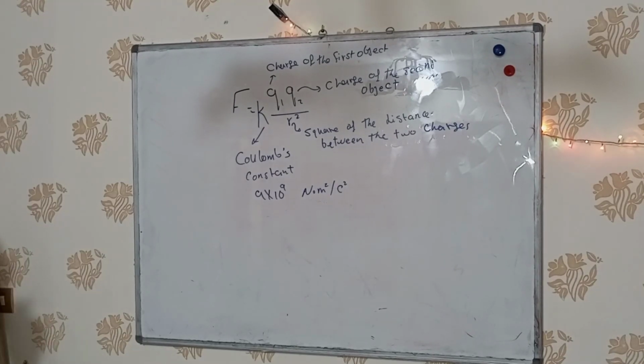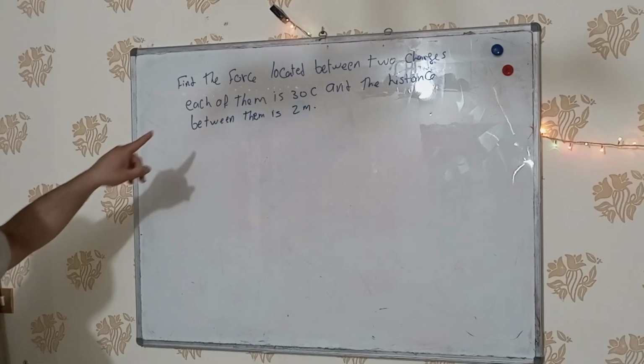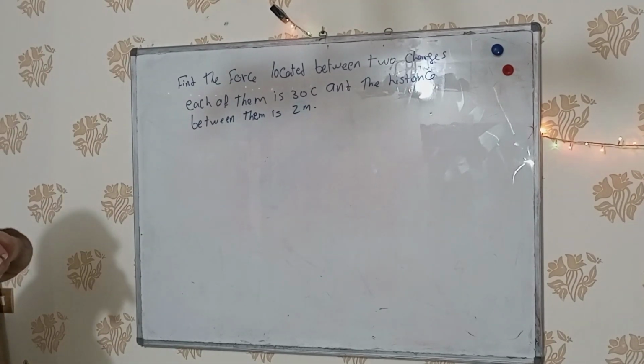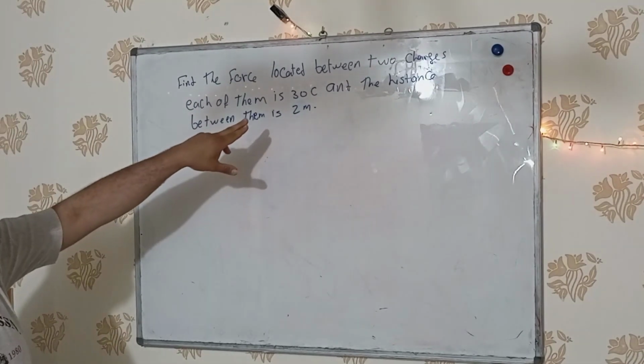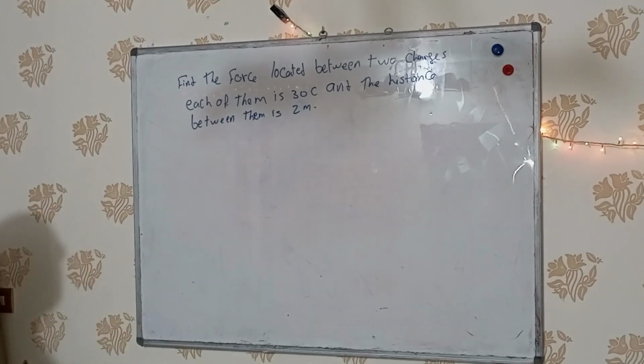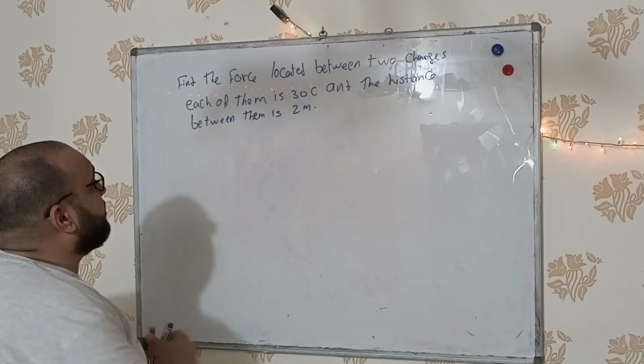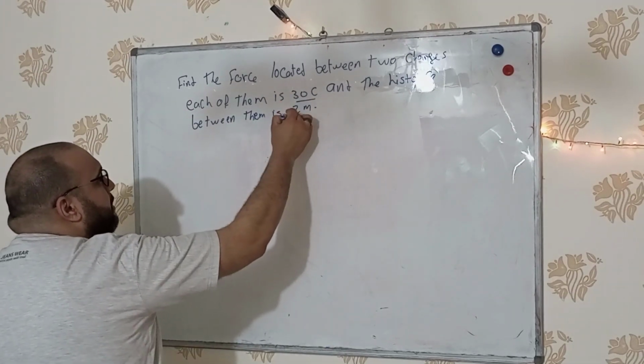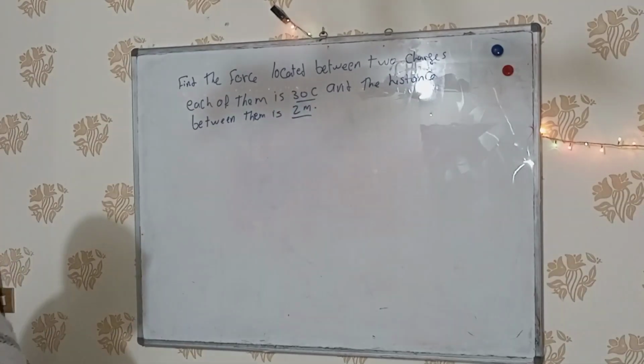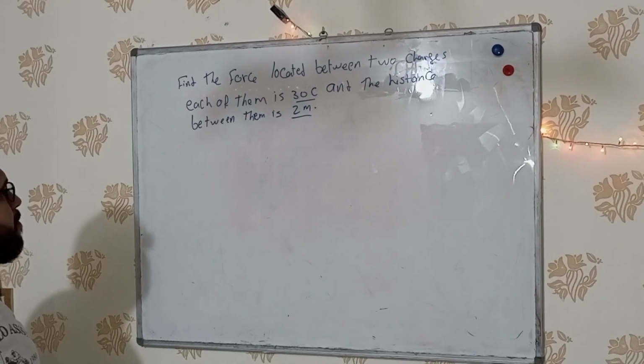I'm going to write a problem to solve. The problem is going to be direct substitution, and I'm going to write it with simple numbers to be able to understand it quickly. Okay, guys. Find the force between two charges, each of them 30 Coulomb, and the distance between them is 2 meters. I'm using simple numbers to make the calculation easier.